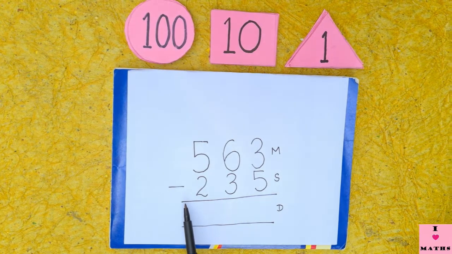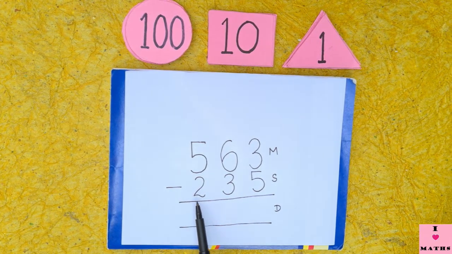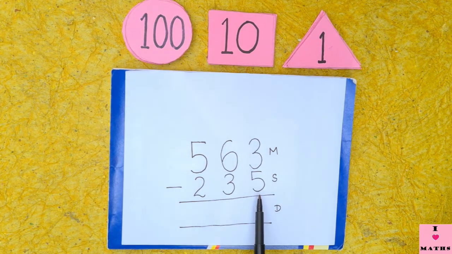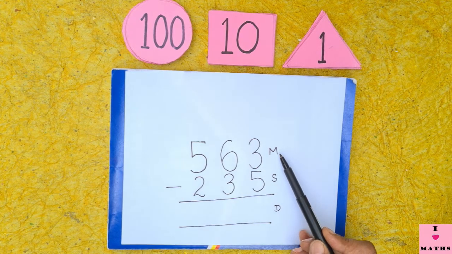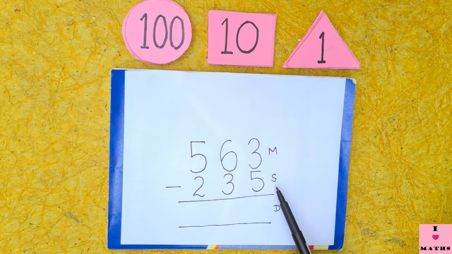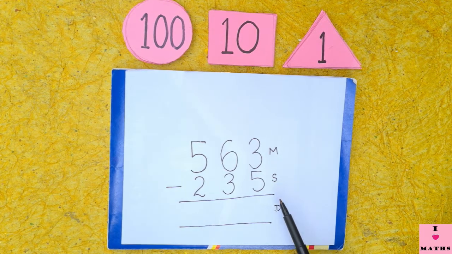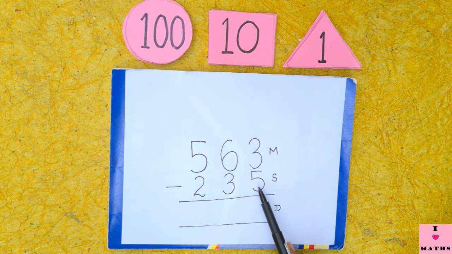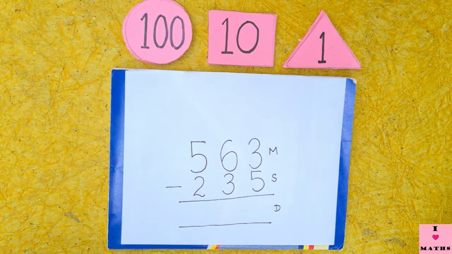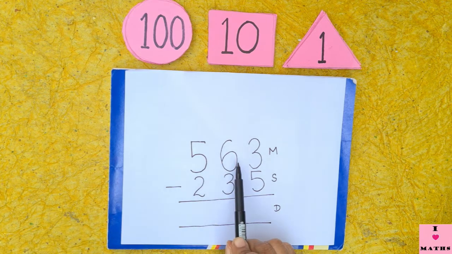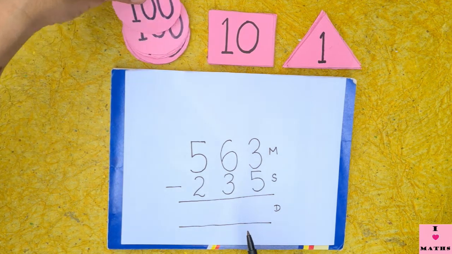Look at this sum. In this sum, we have to subtract 235 from 563. So 563 is the minuend, 235 is the subtrahend, and the answer will be the difference. We cannot subtract 5 from 3 because 5 is bigger than 3. So children, let us first make 563 from these cards.